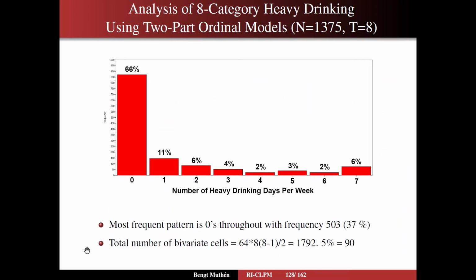Let's also take a look at the 8-category heavy drinking example using two-part modeling. So here we have 8 categories, 0 through 7, number of heavy drinking days per week. This is again from the first data set. And the most frequent pattern is zeros throughout with frequency 503. And we also count the total number of bivariate cells.